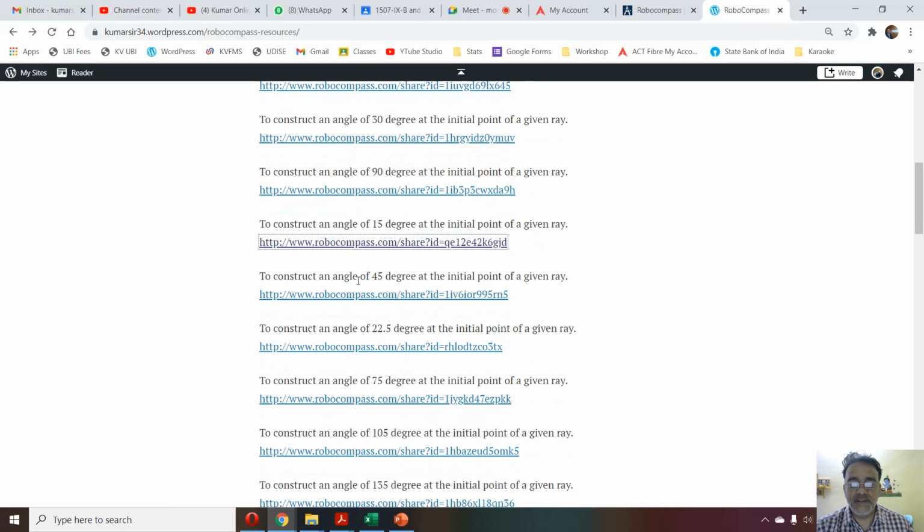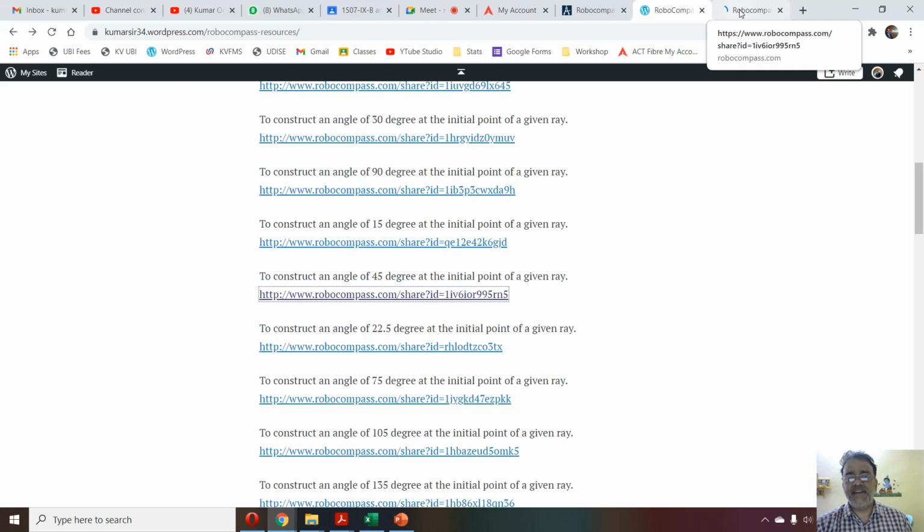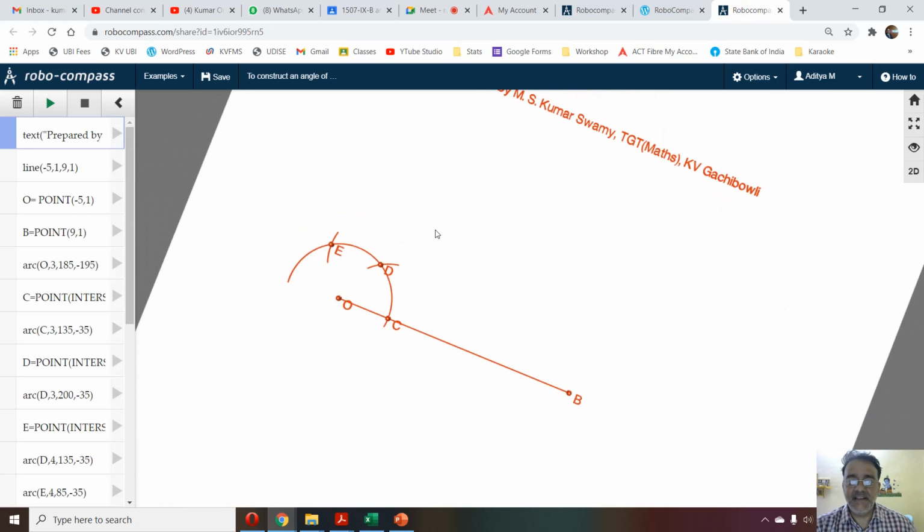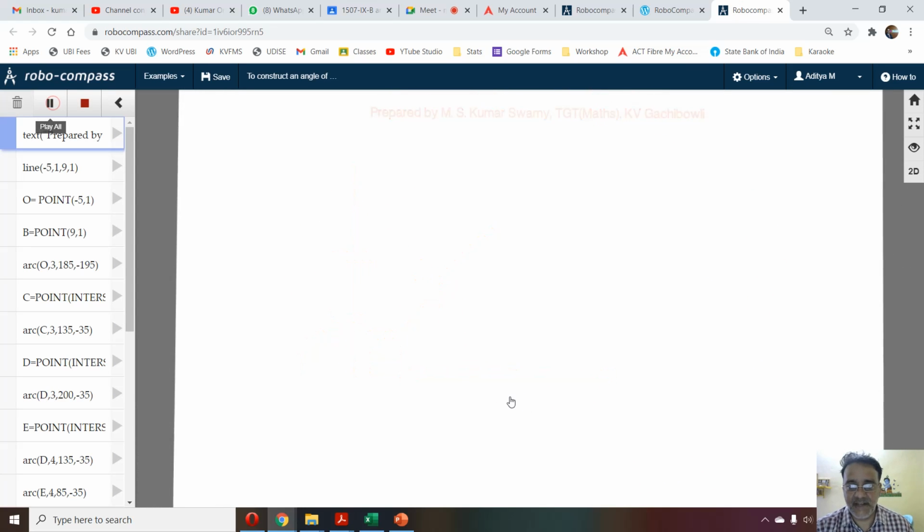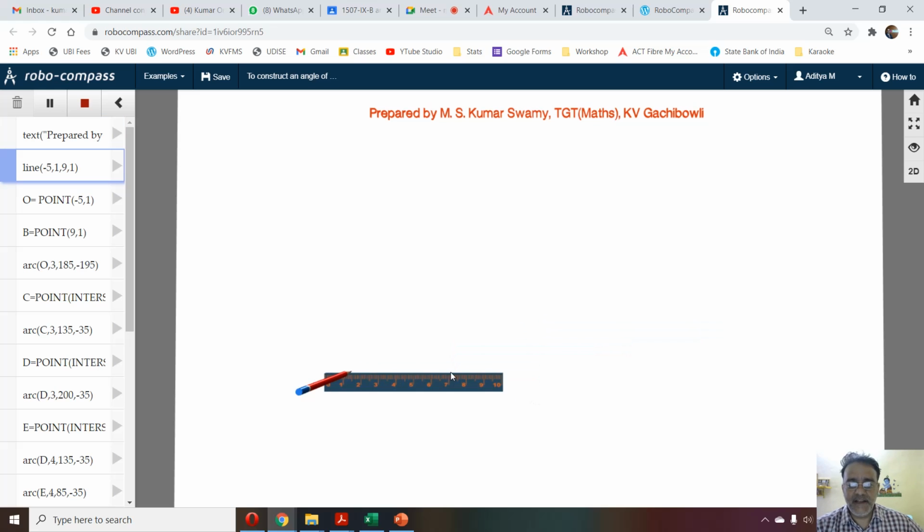Now we are moving towards 45 degree. So for 45 degree we have to draw 90 degree first, right? 90 degree, then the bisector of 90 degree. So now we are going to draw 90 degree first. So one line segment we will draw using ruler. Let this point be O and this point be B.